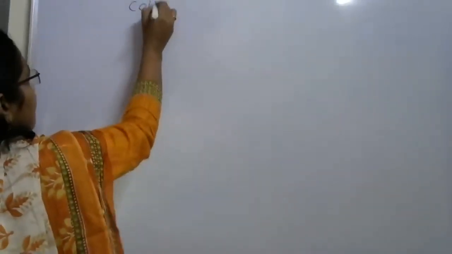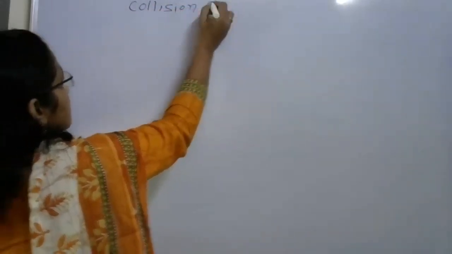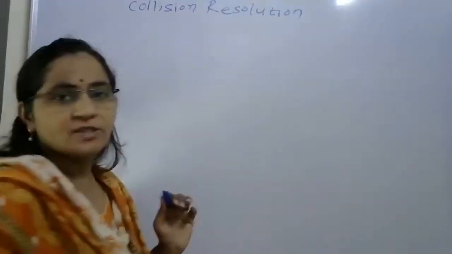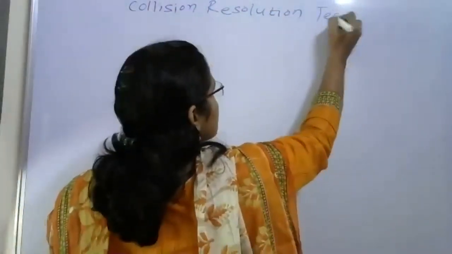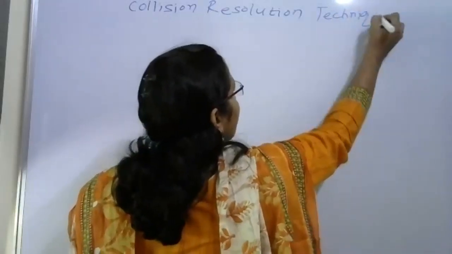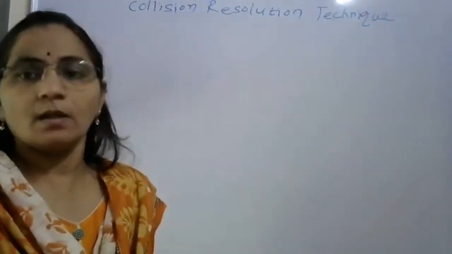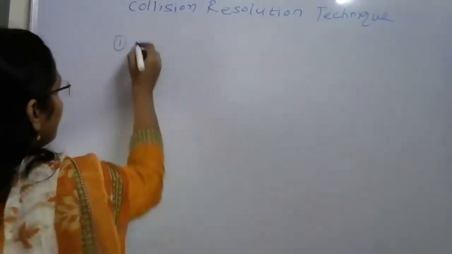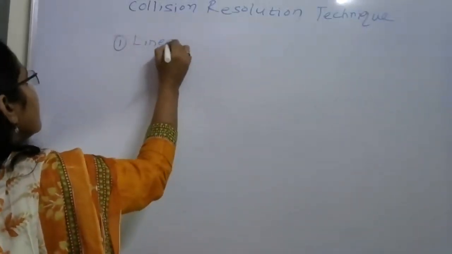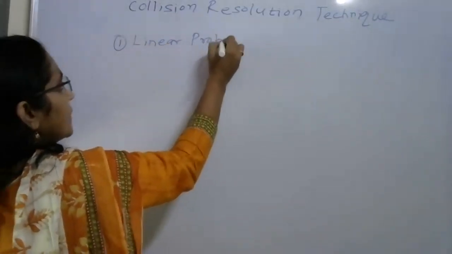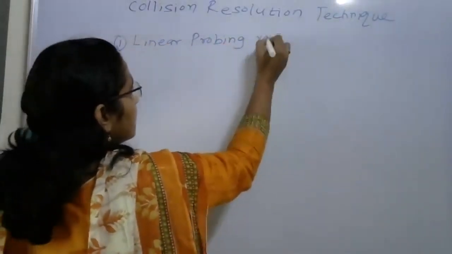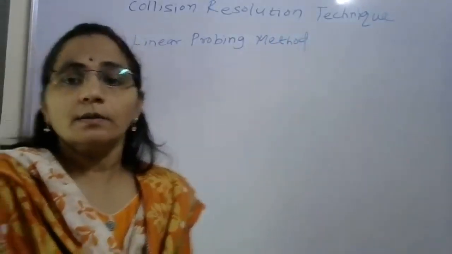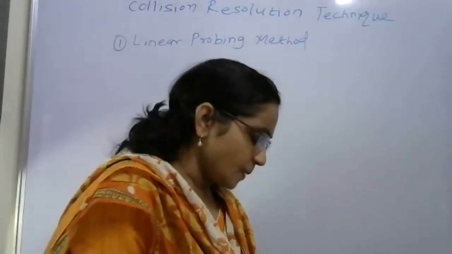Collision resolution techniques. To solve such a type of collision, we have two different methods. The first method is the linear probing method. So once again, for this linear probing method, I take the same example as the previous example.